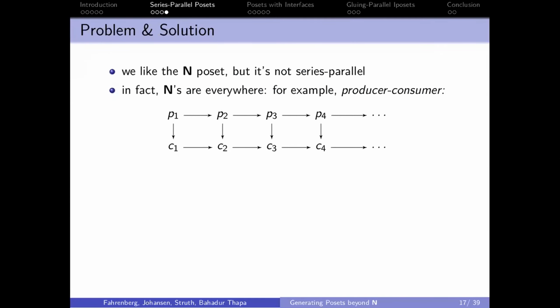Now, our problem is that we really like the N poset, but it's not series parallel. And in fact, it's not only our problem, because N's are everywhere in concurrency. So for example, here there is the producer-consumer example.